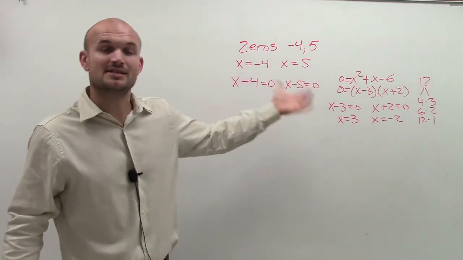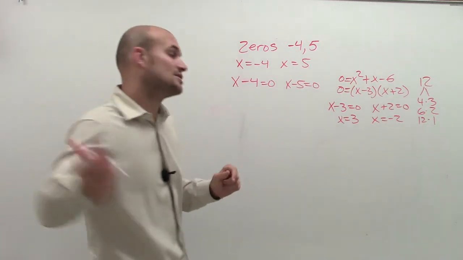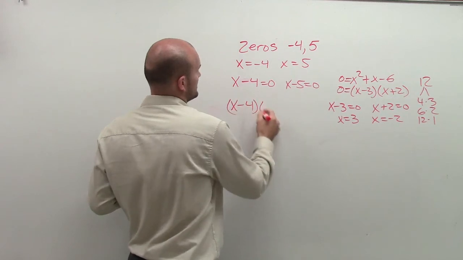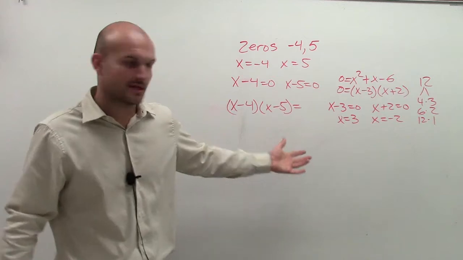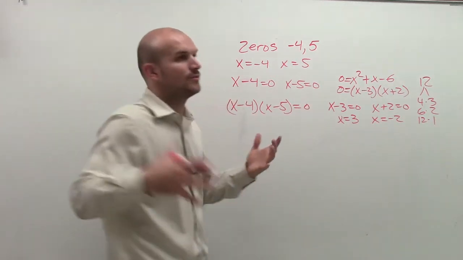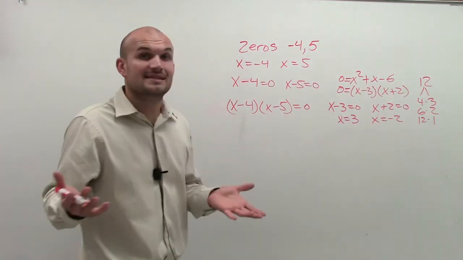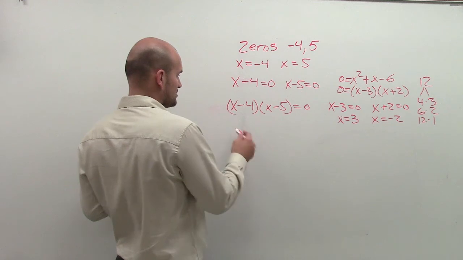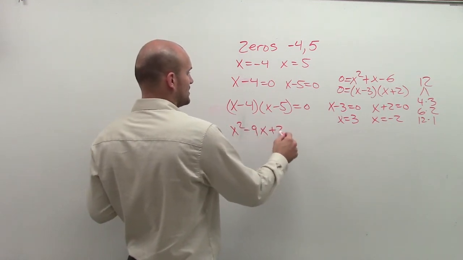Now that they're written this way, we can write them in their factored form, multiplied by each other to equal 0. So we could say x plus 4 times x minus 5 equals 0. But remember, what we're multiplying them for is to find the value of our function, or to get a polynomial. So now I'm just going to have to use FOIL to multiply this out. So I get x squared minus x minus 20.